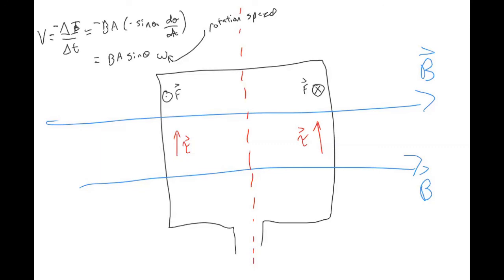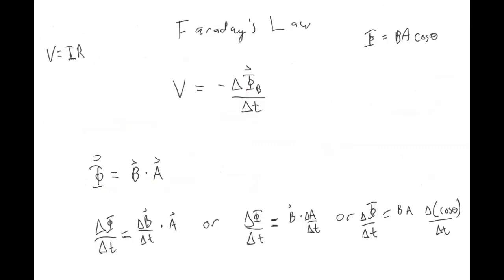Next time we'll talk about this formula in a bit more detail, but I wanted to highlight something. This whole thing was called Faraday's law. This was voltage and changing the magnetic flux with respect to time. This negative sign out in front is so important that it has its own law called Lenz's law. And we'll talk about the implications of that negative sign next time.